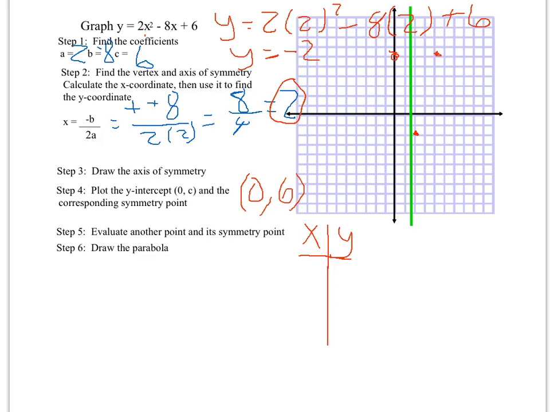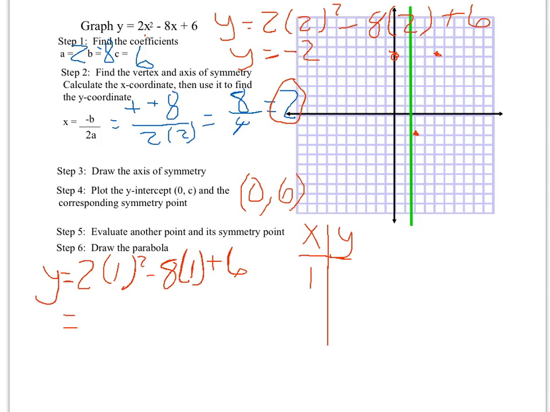Now my recommendation is you pick something easy, like in this case 1 would be a nice easy number to plug in because it'll be somewhere between these 2 points here, and you'll get an automatic mirror image over here somewhere. So just go ahead and plug 1 in place of x to see what you get. Now, in doing that, we have y equals 2 times 1 squared minus 8 times 1 plus 6. So we're putting 1 in place of x to see what we get for y.